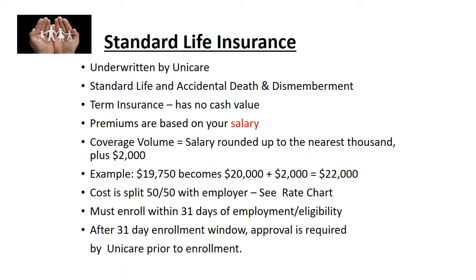For example, if an employee makes $19,750 a year, the coverage will be rounded to the next $1,000, making it $20,000, and we add $2,000 in coverage for a total of $22,000 for standard life insurance. Employees must enroll within 30 days of their eligibility date.